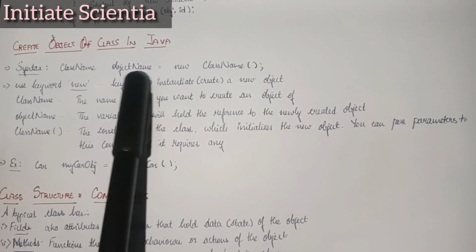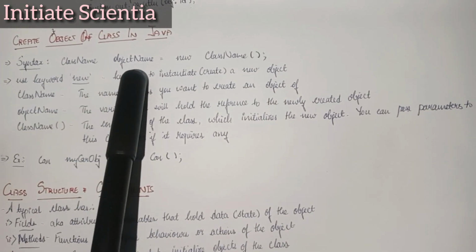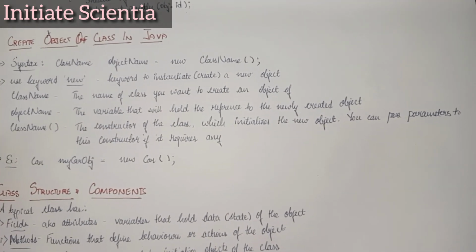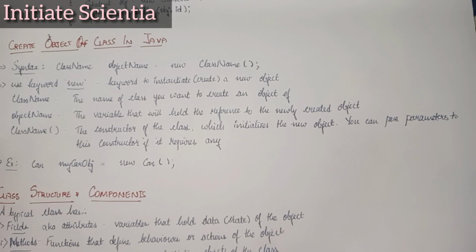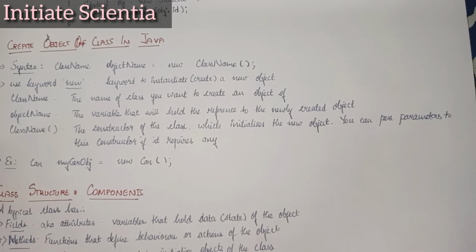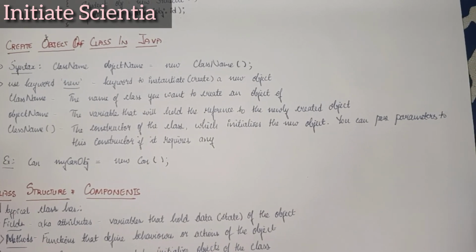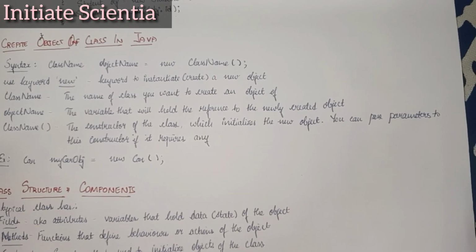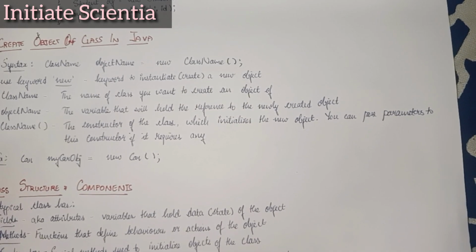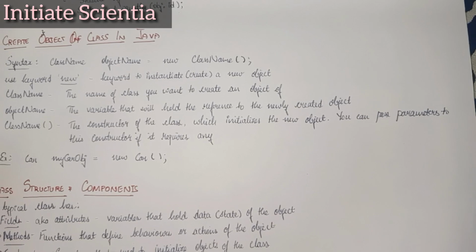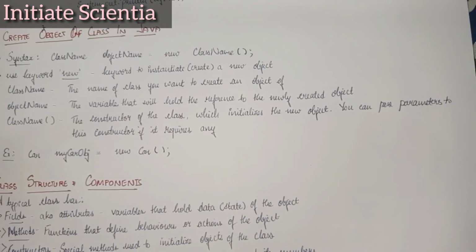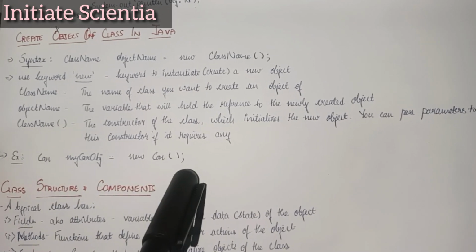Create object of class in Java. Syntax: ClassName objectName is new ClassName. We use the keyword new, which is used to instantiate or create a new object. ClassName is the name of the class you want to create an object of. Object name is the variable that will hold the reference to the newly created object. ClassName() is the constructor of the class, which initializes the new object. You can pass parameters to this constructor if it requires any. Example: Car myCar is new Car.